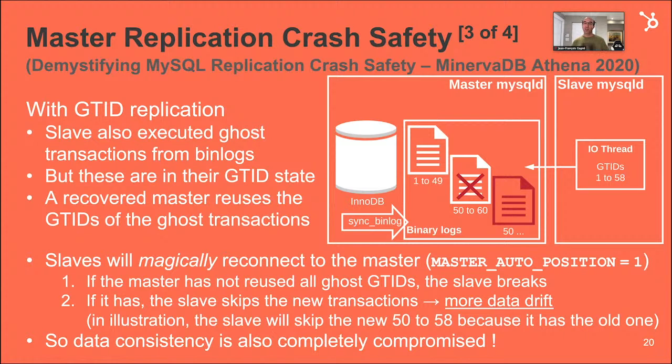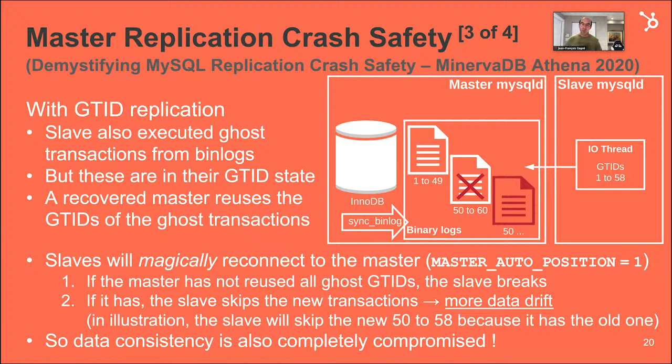Because the master will reuse GTIDs after a crash, like the binary logs, the master doesn't know that those GTIDs were allocated. So it will reuse them. But the slave has seen those. So the slave, in this case, has seen 50 to 58. If the slave reconnects before the master has reused 50 to 58, replication will break, because the slave will have more data than the master.